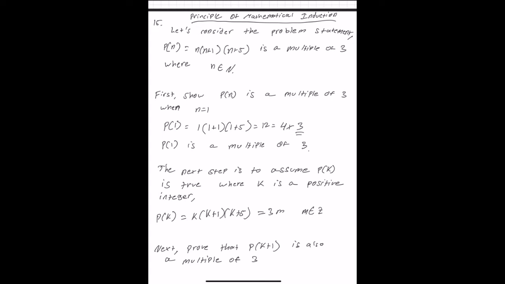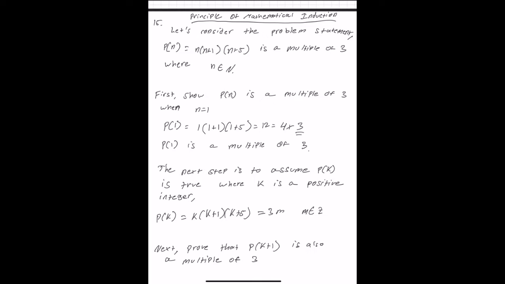All right, so today we are going to be considering the problem statement that states P of n is equal to n times n plus 1 times n plus 5 is a multiple of 3, where n is an element of the set of all natural numbers. And to prove this, we are going to be using principle of mathematical induction.